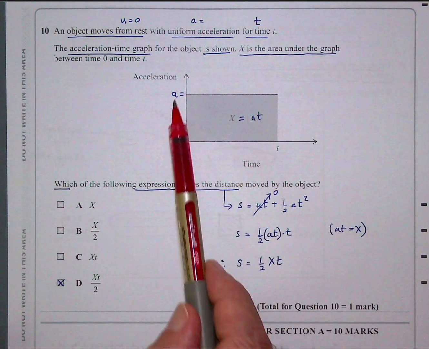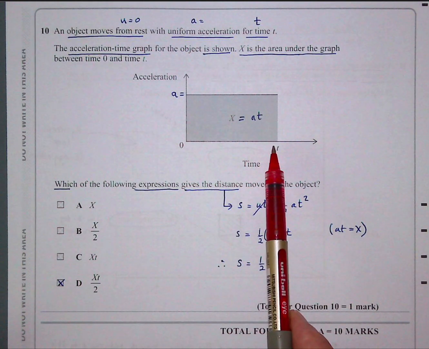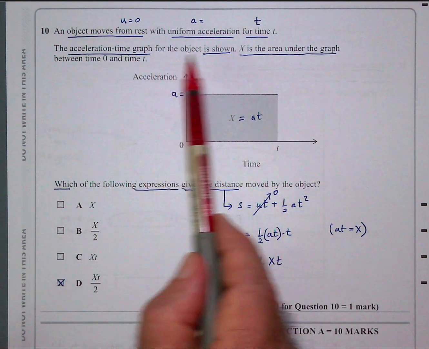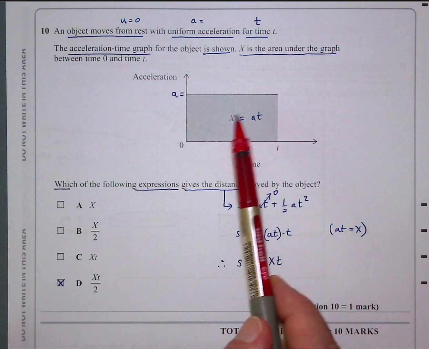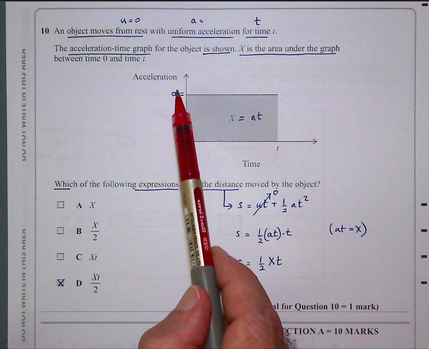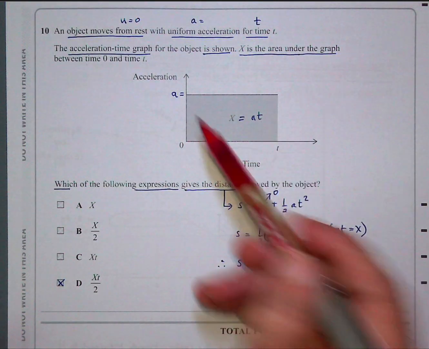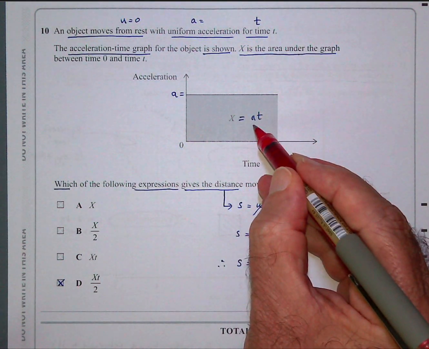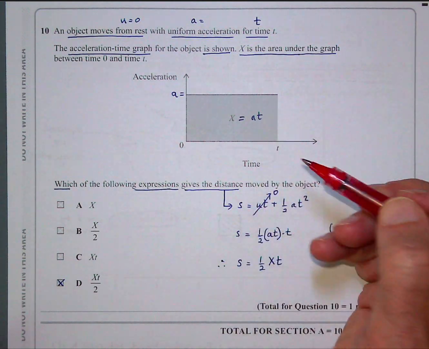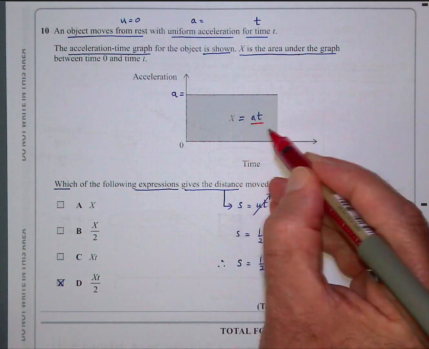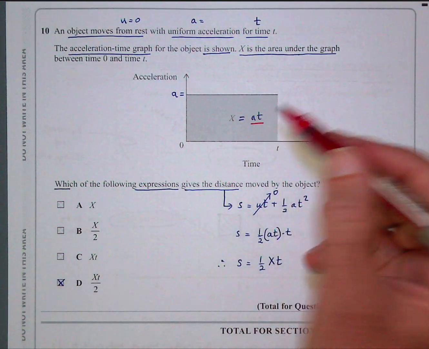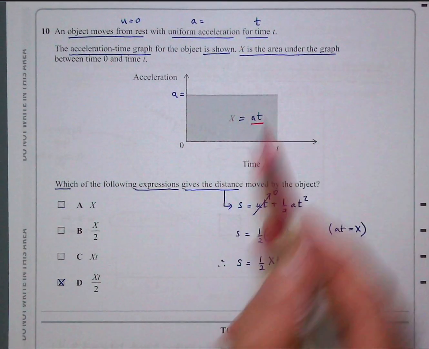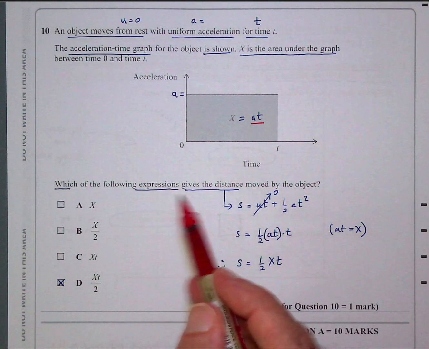And for a time t, so they put acceleration as constant over a time t. The acceleration-time graph is shown. X is the area under the graph. Well, if x is the area under the acceleration graph, x must be a times t, and a times t is obviously a velocity. But all you need to know is x, the area under the graph, must be equal to a times t because it's a rectangle. So which expression gives the distance?